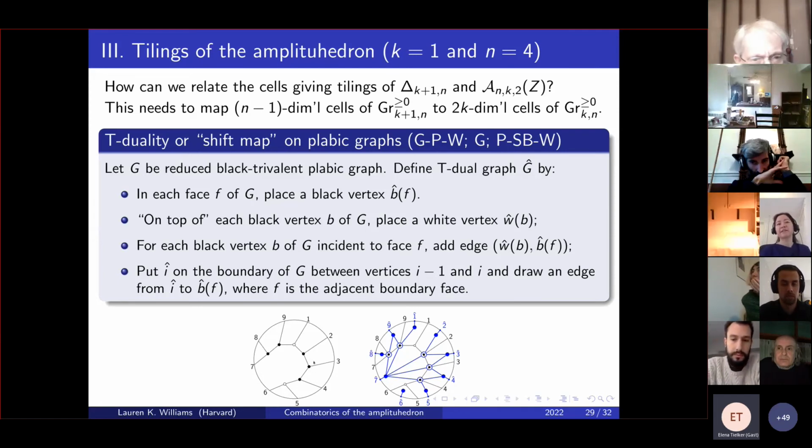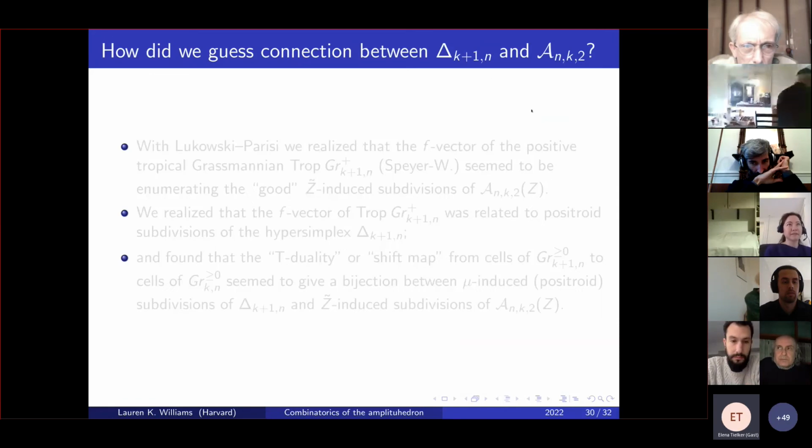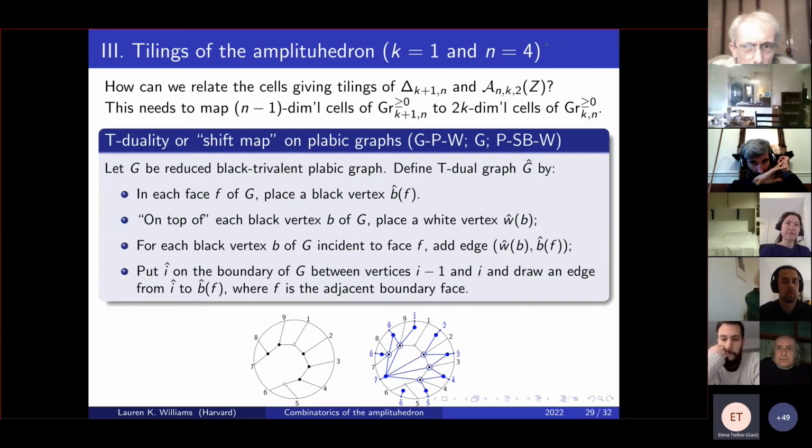And so the T-duality map, which is the appropriate map on cells, maps this plabic graph shown here in black to this plabic graph shown here in blue. It's this sort of combinatorial map on graphs which maps n-1 dimensional cells of this Grassmannian to 2k-dimensional cells of this one. Okay, so the upshot is that there is a bijection between tilings of the hypersimplex and this amplituhedron. This bijection actually explains the fact that the volume of this hypersimplex is the Eulerian number, and the number of realizable amplituhedron strata of this amplituhedron is the same Eulerian number. So this bijection explains that sort of mystery.